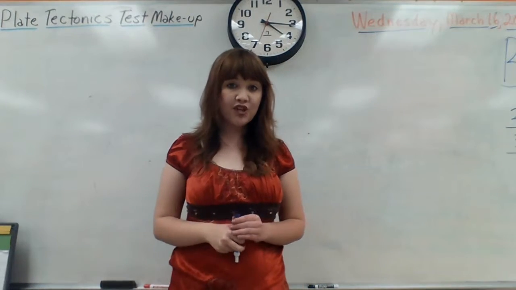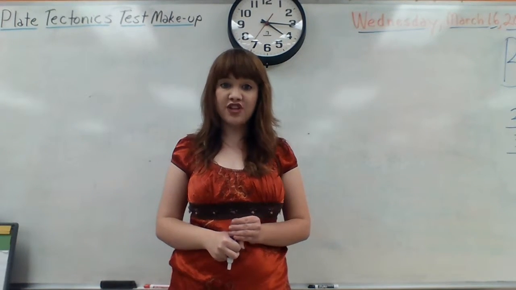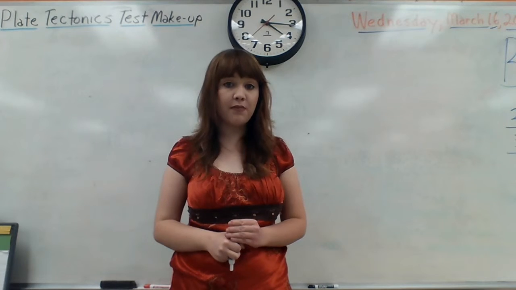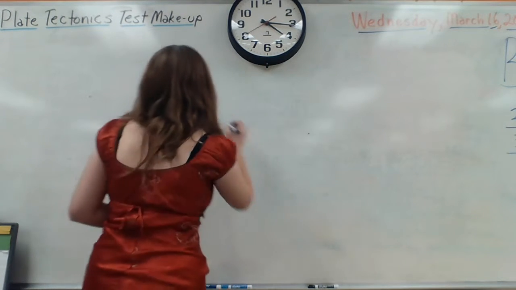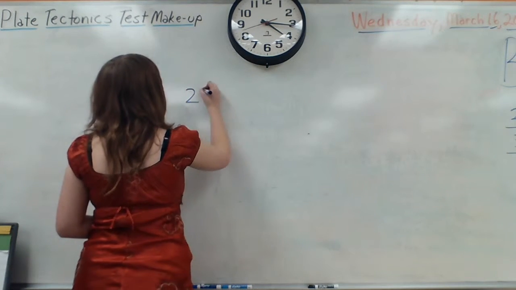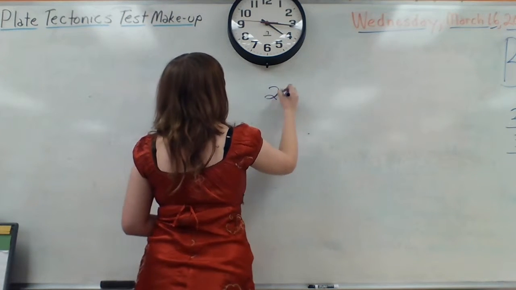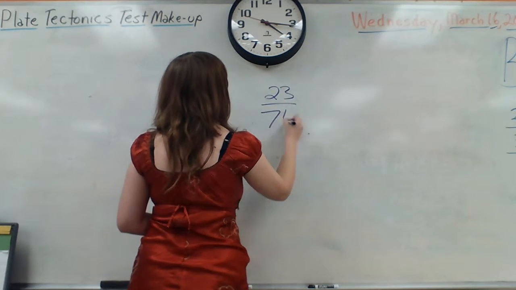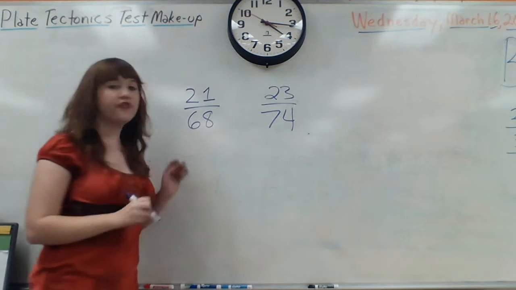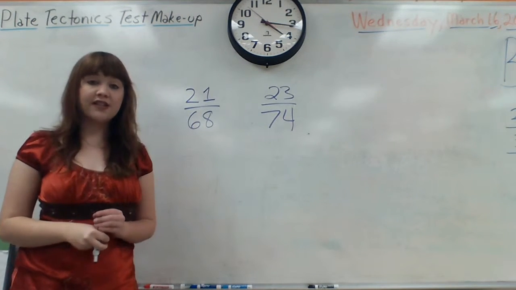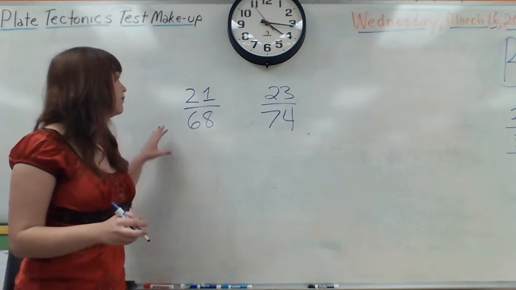Hello. Today I'm going to show you a couple different ways in which you can determine which of two numbers is larger. Our numbers are 21 over 68 and 23 over 74. The first method I'm going to show you is the cross multiplication method.